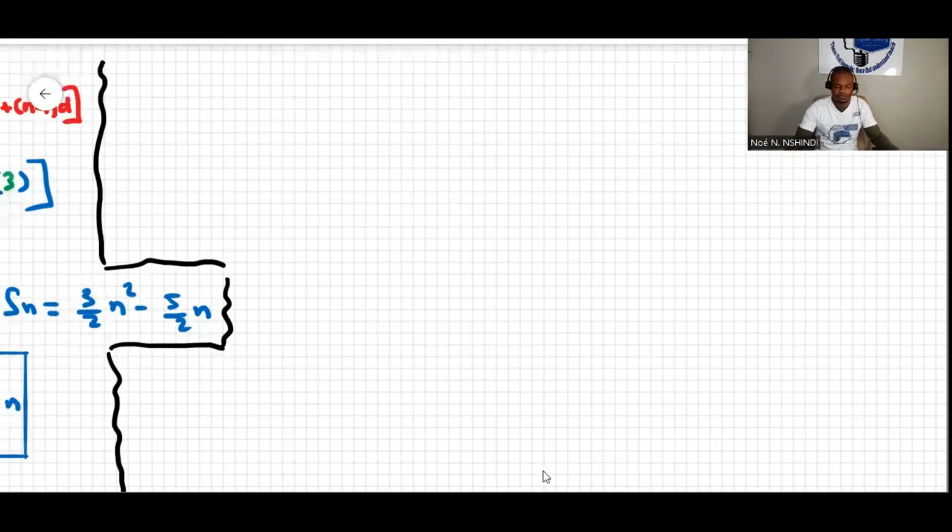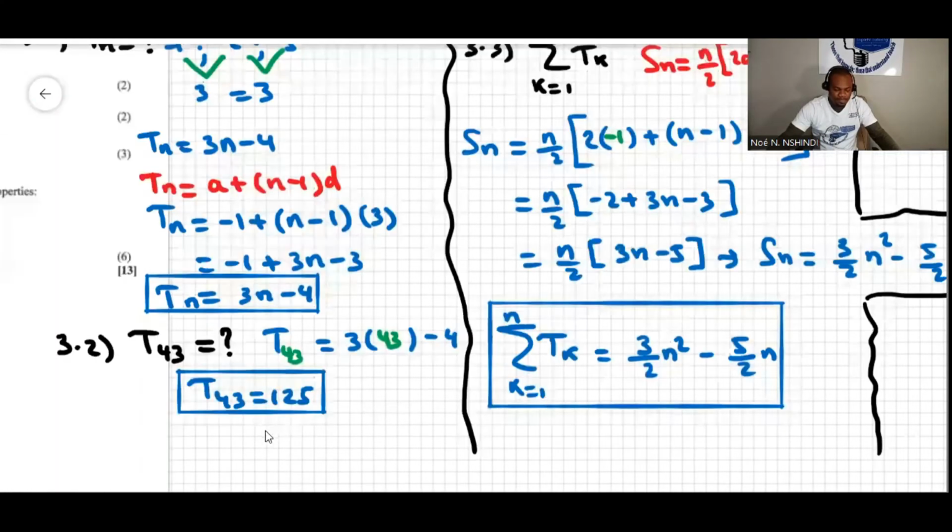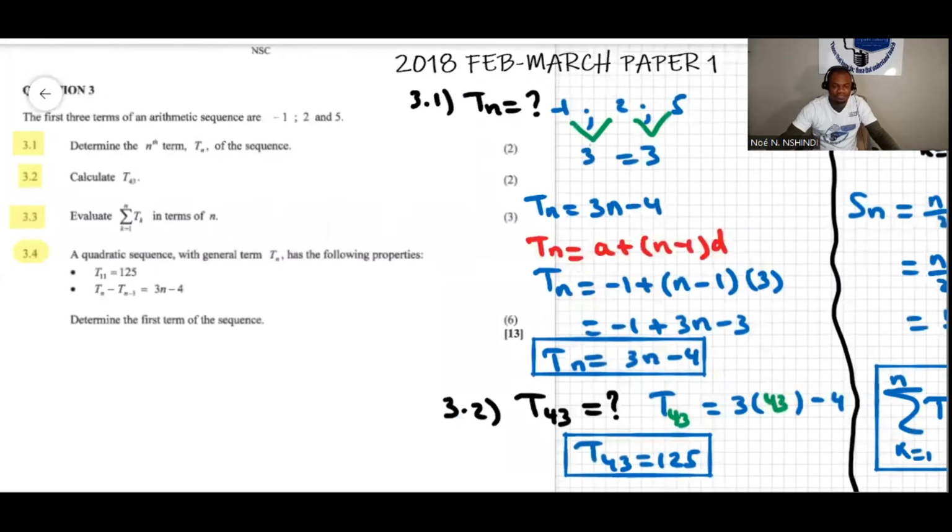Okay, we're going to do question 3.4. So we are looking for the first term of the quadratic sequence. Okay, I prefer to reread the question again. It's kind of an interesting question. The tougher it is, the more interesting the question is. It is said that a quadratic sequence with general term Tn has the following properties: T11 equal to 125, Tn minus Tn-1 equal to 3n minus 4. Determine the first term of the sequence.